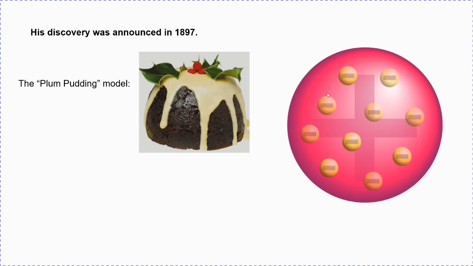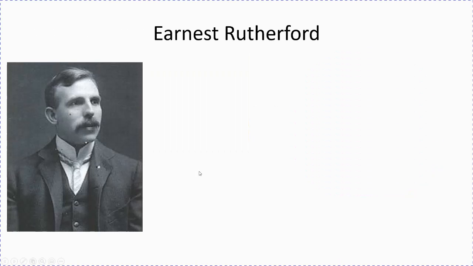And if you remember, what he said was, he stuck with the idea that the atom was a ball, but he said that most of it is a positive charge. So you've got a ball of positive charge, and within that ball, you've got higgledy-piggledy, these little negative charges, these electrons. Okay, so that was Thomson's model, the plum pudding.